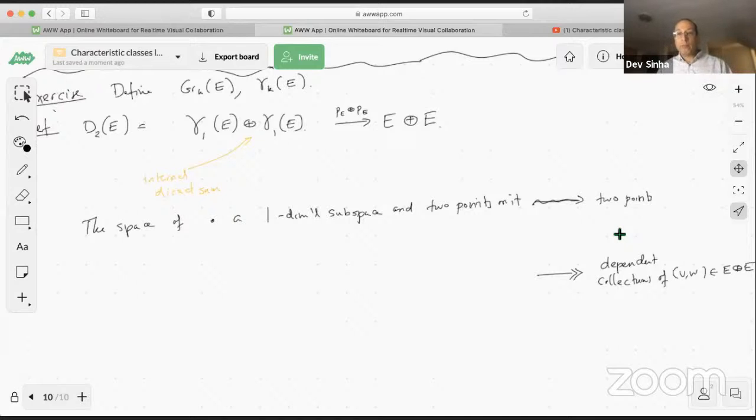And so this is surjective. So first of all, it maps to the dependent collections of V and W in E plus E, but it is also surjective. And this is an isomorphism onto that image. So the claim is that this is the image of PE plus PE, and then the next claim is that it's an isomorphism most places.